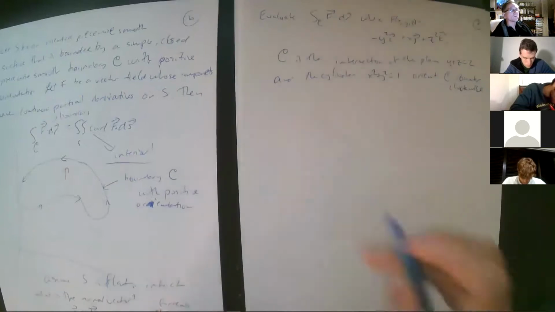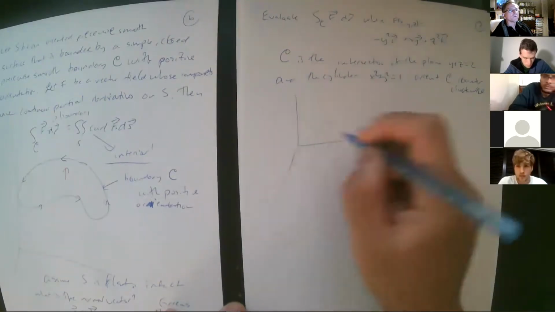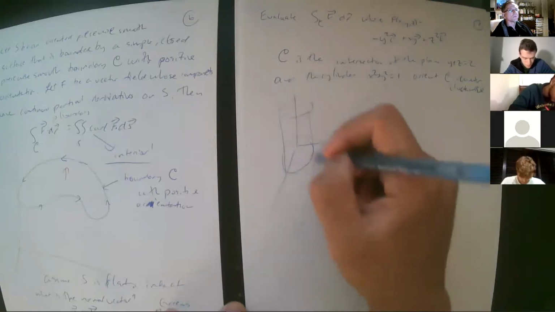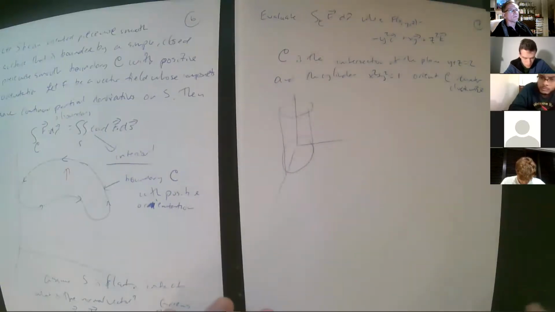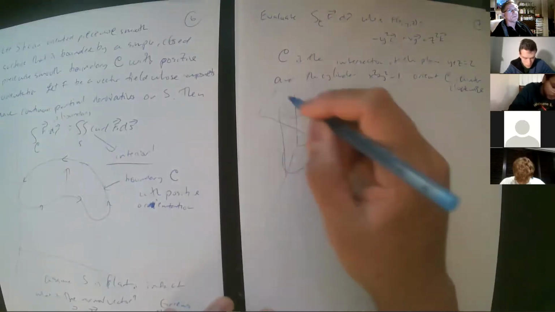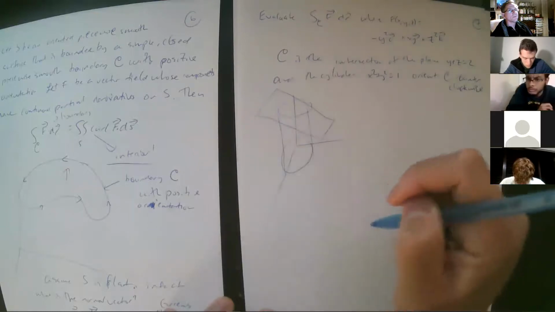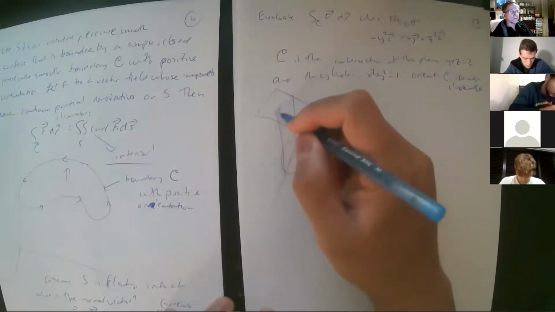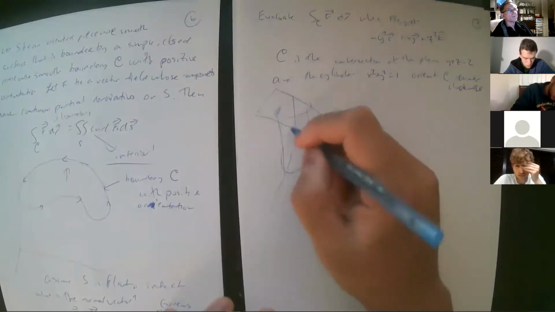Okay, let's try to draw a picture here. My cylinder looks like this. My plane looks like this. So I'm just chopping off this bit right here.